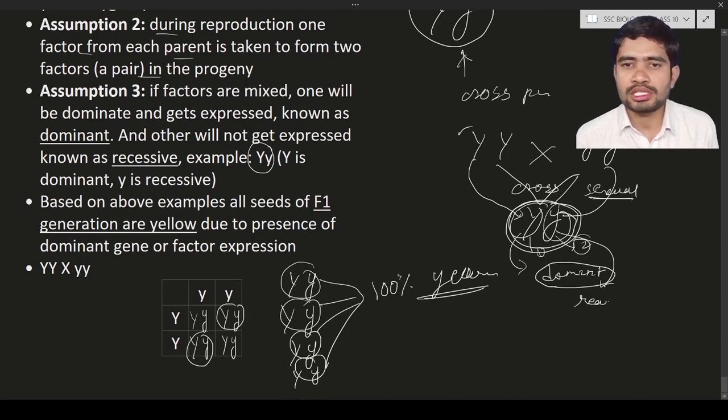I hope this lecture is helpful to you. In the next lecture we are going to discuss the phenotype, genotype, self-pollination in F1, self-pollination in F2, and so on. We will discuss all of these in the next lectures.